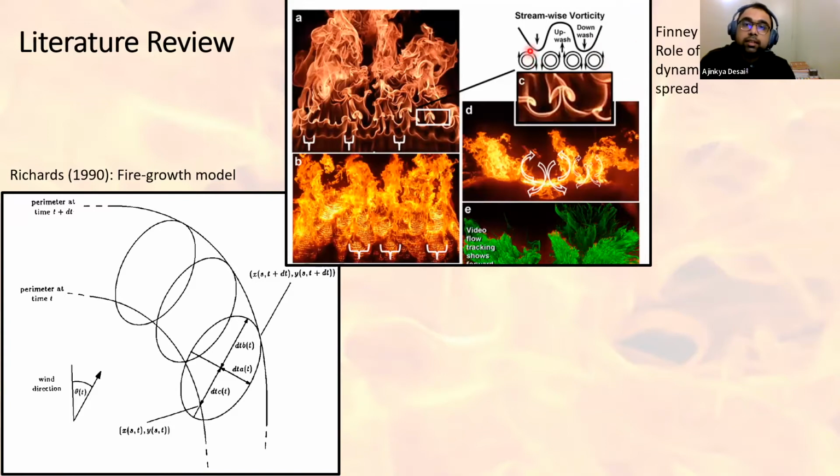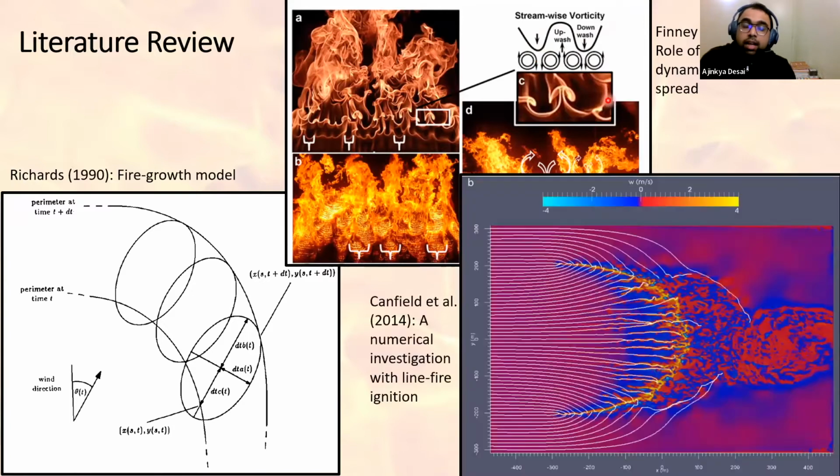a laboratory experiment, they observed that the fire front has regions of counter-rotating vortices, which cause the formation of regions of downwash and upwash. They're alternating regions. Furthermore, they also advect hot gases from the flaming region onto the unburnt fuel. There are certain CFD analyses as well.